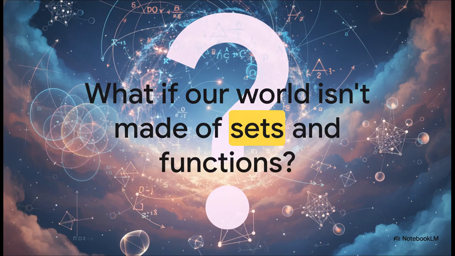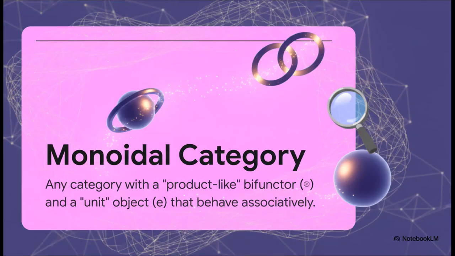Our diagrams worked great there, but what if we're in a completely different mathematical universe? One with a totally different way of combining things. And that brings us to this big idea, a monoidal category. Now, don't worry about the jargon. All this means is any system, any category, that has some kind of product-like operation and some kind of unit object. The only rule is that those diagrams we just drew, the ones for associativity and identity, still have to work. The system itself can be made of anything, not just sets.